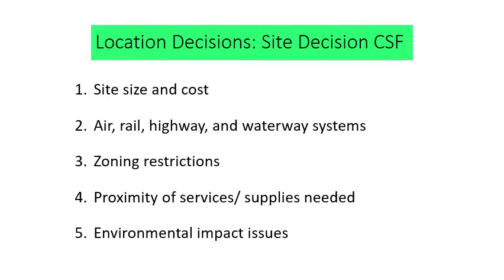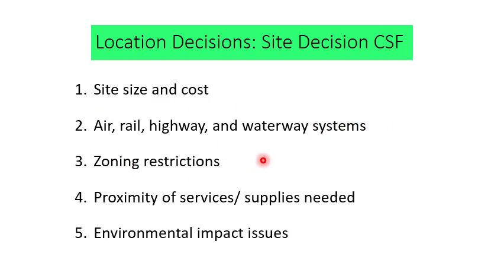And the next is the site decision. When we decide the site, we have to look at the following critical success factors. The first one is site size and cost: the size of the land where we establish our company, and the cost of land. Then the airway, railway, highway, and waterway systems. The availability of those systems should be checked within that site.